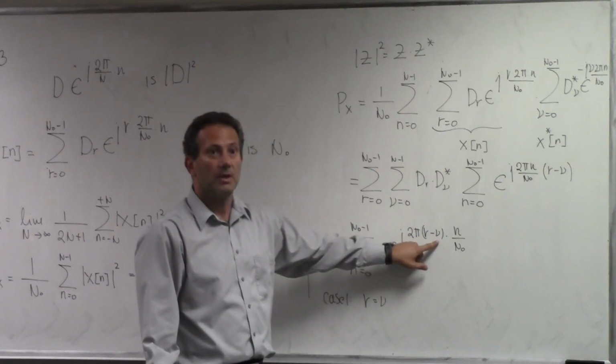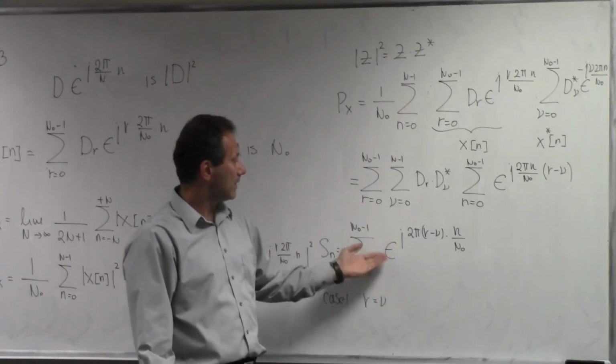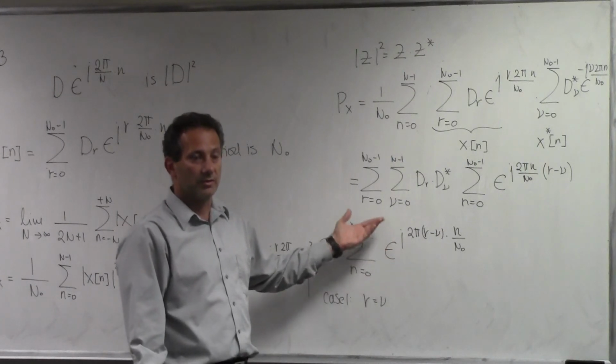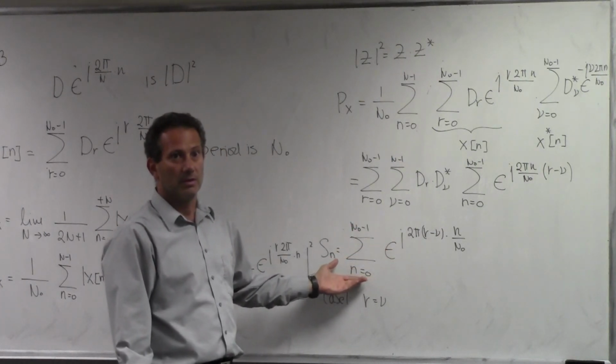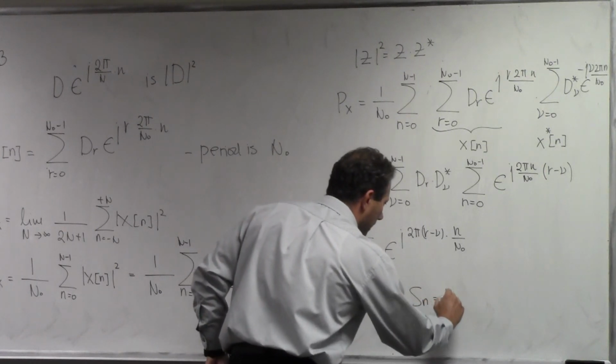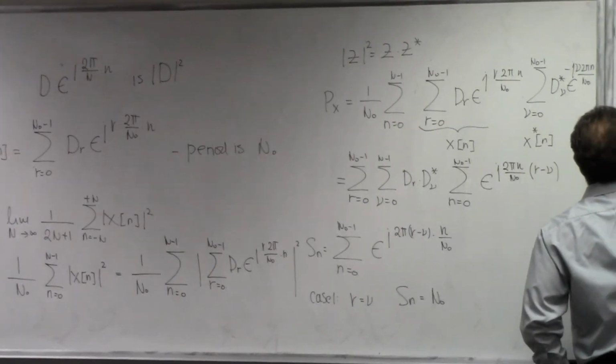This is 0. E to the j0 is 1. So you have n0 terms, each one of them equal to 1. So the value of this summation is what? N0. So in this case, Sn is equal to N0. Let's look at the different case.